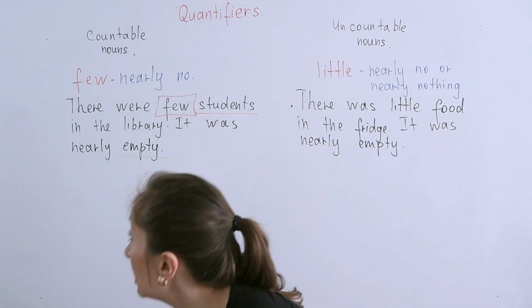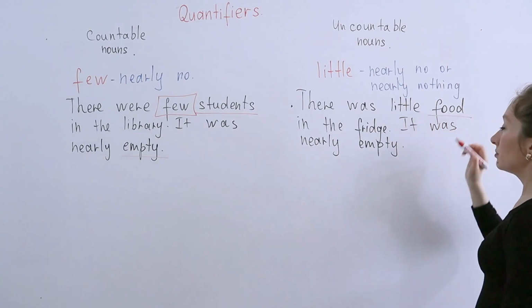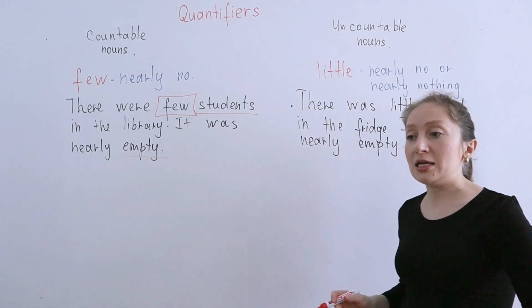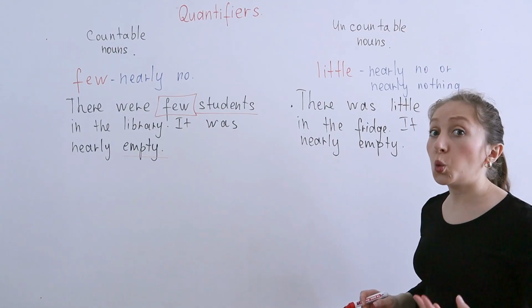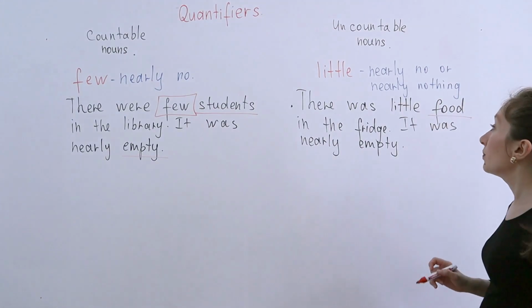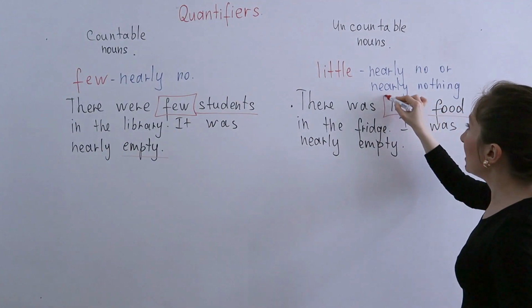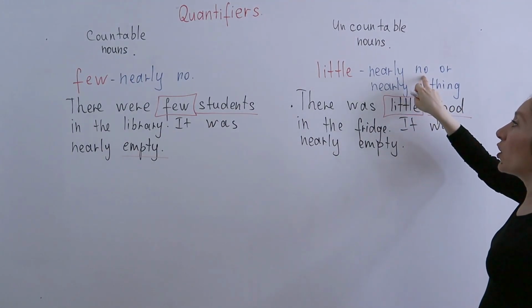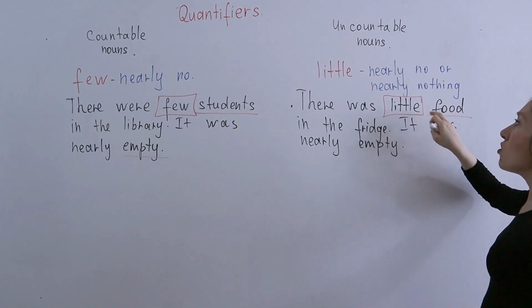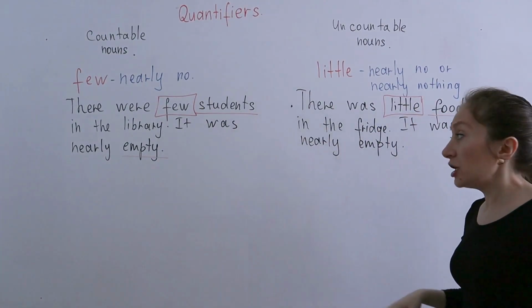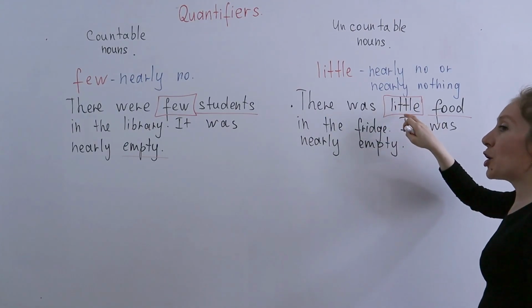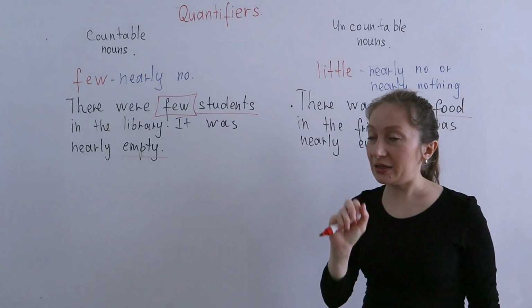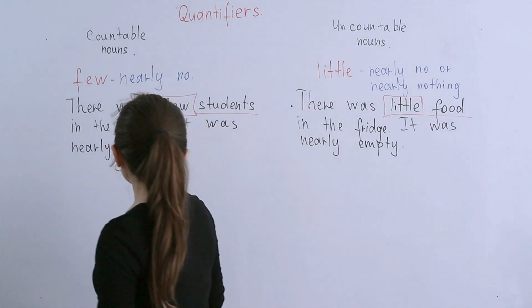So food is uncountable, like other nouns such as time, money, salt, water, snow, and so on. That's why we use little, nearly no. There was little food in the fridge. It was nearly empty. Nearly no. Right? Just little. Alright, next.